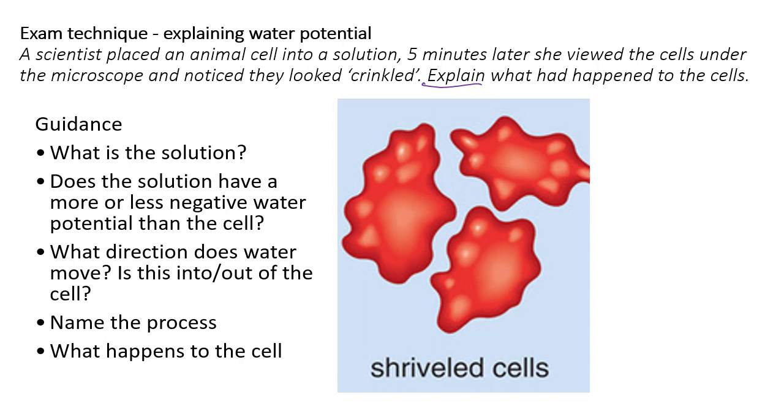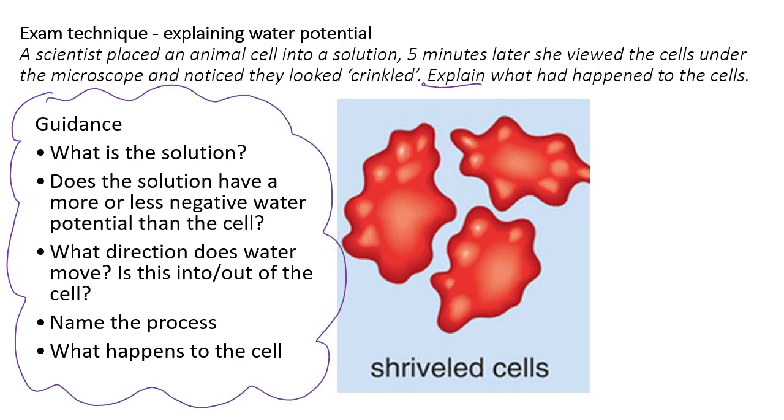So here's our guidance, and it might be quite useful for you to pause the video and make a flashcard of this, because if you follow these bullet points, then often you can pick up very easy marks in these kinds of questions. So the first thing that we want to do is to say what kind of solution we're looking at in this question. So is it hyper, hypo, or isotonic? Does the solution have a more or less negative water potential than the cell? What direction does water move? So is it into or out of the cell? Name the process. That's really simple. That's just osmosis. But put that word in there because it's an easy one to forget. And then what happens to the cell? So is the cell lysing and splitting, or is it crenating?